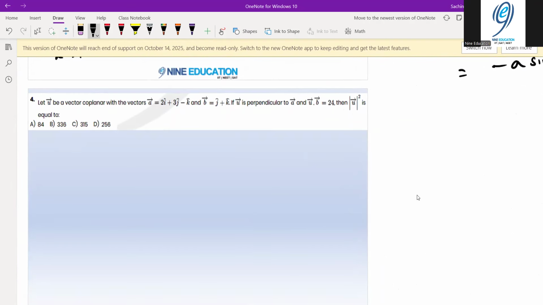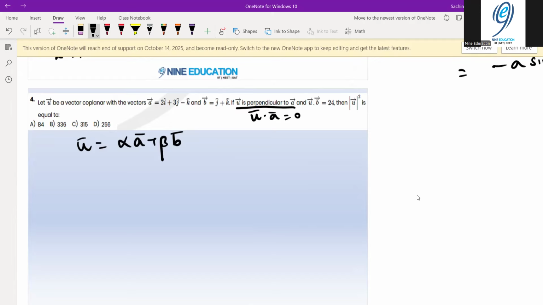Question 4. Let u bar be a vector coplanar with the vectors a bar and b bar. So generally, if a vector is coplanar with a bar and b bar, then we can say it is of the form alpha a bar plus beta b bar. Because any vector coplanar with a bar and b bar can be written as a linear combination of both of them. But here there is an additional condition. U bar is also perpendicular to a bar, which means u dot a must be 0, right?